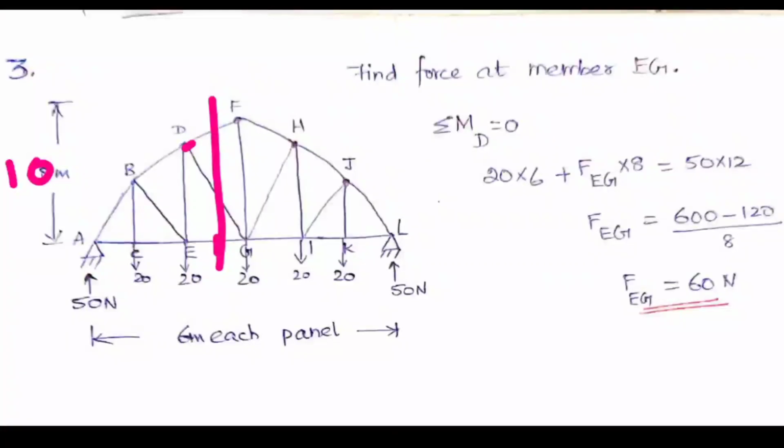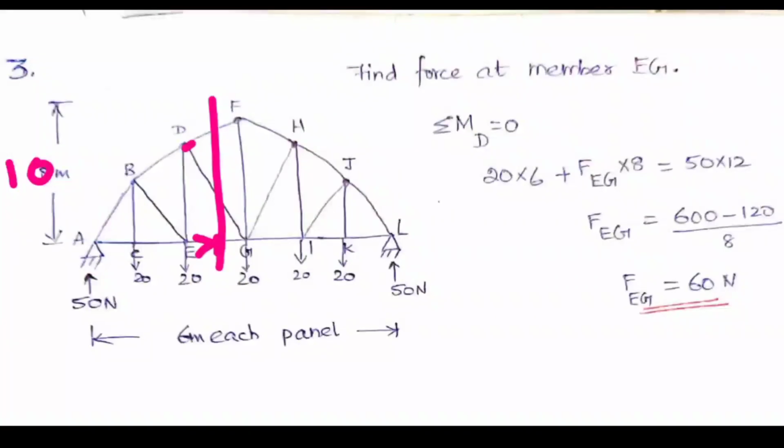Okay, so when you take moment at D, these are all 50 Newton and 20 Newton each. And each panel is 6 meter. Okay, so now we can go into the problem. I am considering this EG as a tensile member, so the arrow mark will be like this, away from E. Okay, so let us go into the moment.